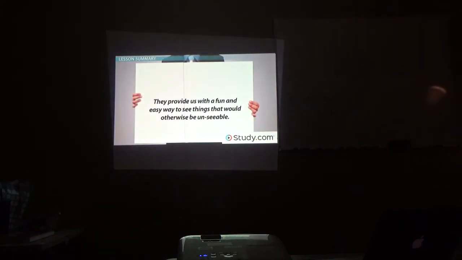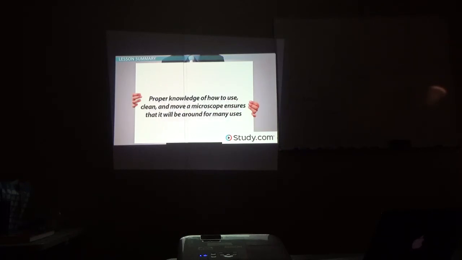Microscopes are very useful and powerful laboratory tools. They provide us with a fun and easy way to see things that would otherwise be unseeable. Because of this, great care needs to be taken when using a microscope. Proper knowledge of how to use, clean, and move a microscope ensures it will be around for many uses and lab activities.